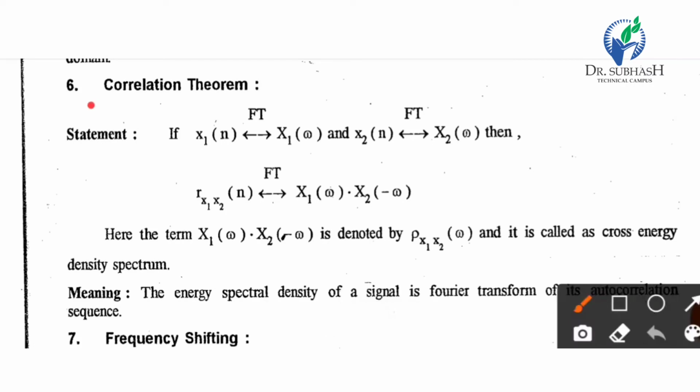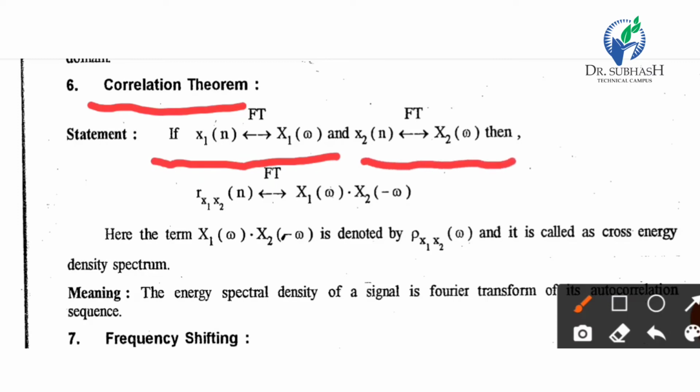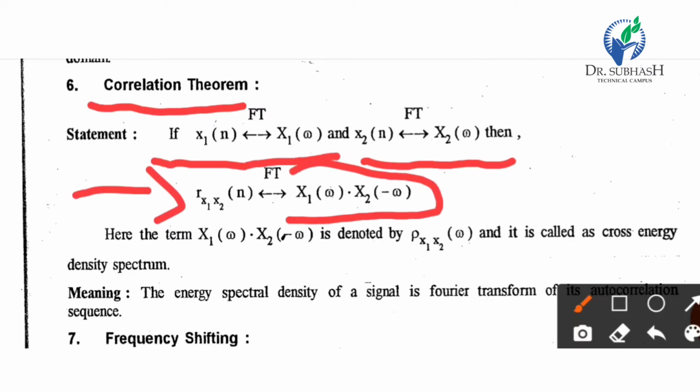The next property is the correlation theorem. Statement: if x1 of n has Fourier transform x1 of omega and x2 of n has Fourier transform x2 of omega, then, with R indicating correlation, the correlation R x1 x2 of n has Fourier transform x1 of omega multiplied with x2 of minus omega.